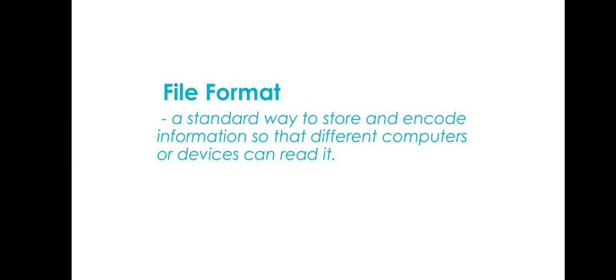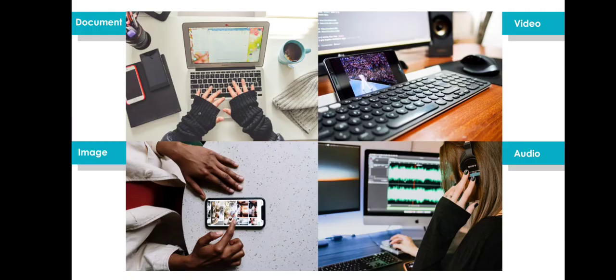In Part 1, we have already discussed the different types of text and typeface. Let's continue now with file format. File format is a standard way to store and encode information so that different computers or devices can read it. We have four types of file format. We have document, image, video, and audio.